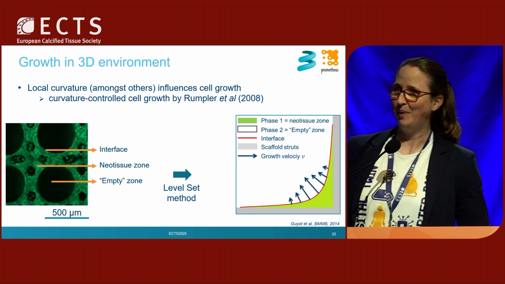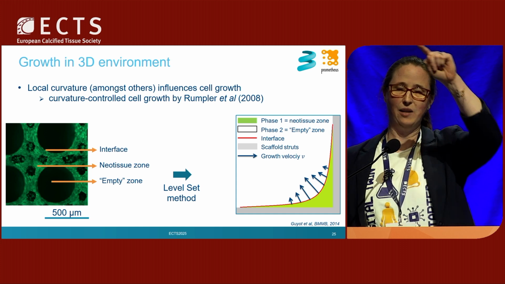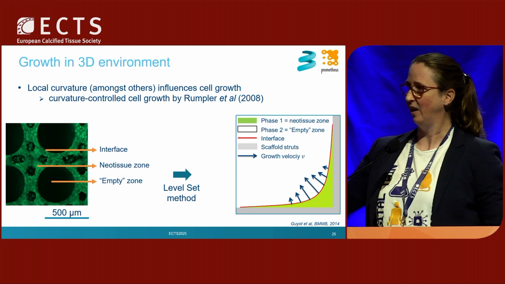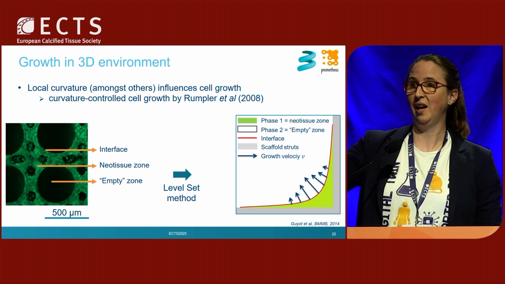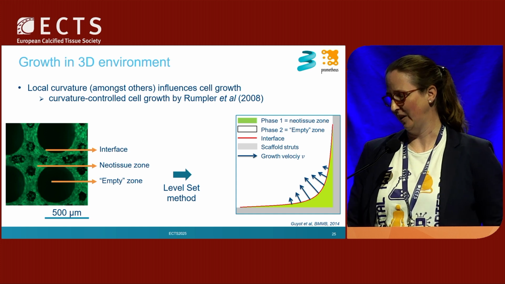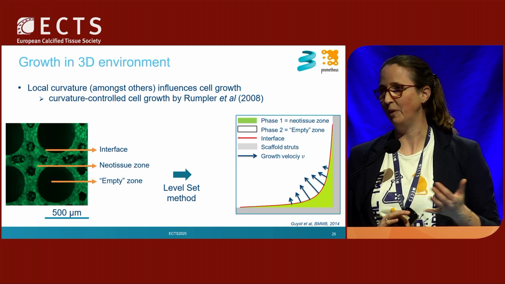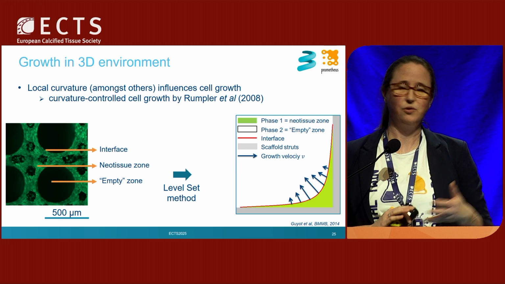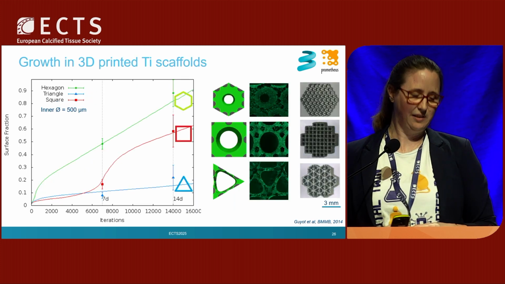But the nice thing about it is that you can translate this into mathematics really easily by focusing on this interface, the red line that you see on the right, the interface between what is neotissue in green and what is void. The moving of this red line you can simulate very easily based on effects coming from the local curvature, but you can also add effects of oxygen, nutrients, flow, etc.